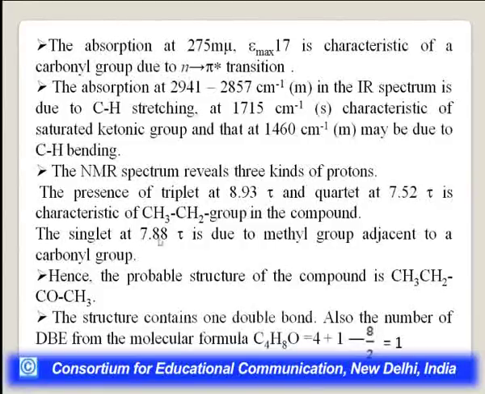The singlet at 7.88 is due to the methyl group adjacent to the carbonyl group. Hence the probable structure of the compound can be CH3CH2COCH3, because this CH3 will not split, that is it is observed as a singlet, so there should be no adjacent hydrogen atom. Immediately you can have an idea that when it is a singlet of 3 hydrogens, there is no hydrogen atom nearby. And the double bond equivalents you can calculate, because oxygen is divalent, we can calculate in this way, and it comes out to be 1.